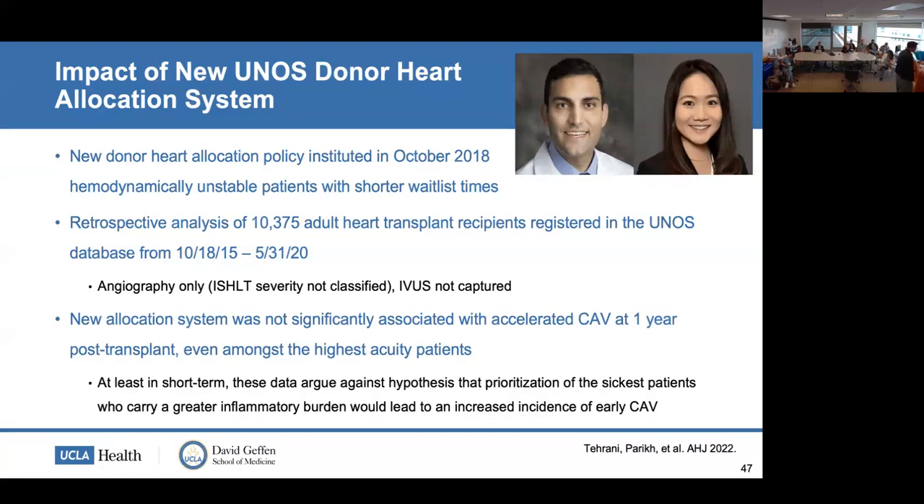But what we found was that, at least in the short term, the new allocation system was not significantly associated with accelerated CAV at 1 year, even amongst the highest acuity patients. I think longer-term follow-up is needed to see the more durable implications of this policy change.